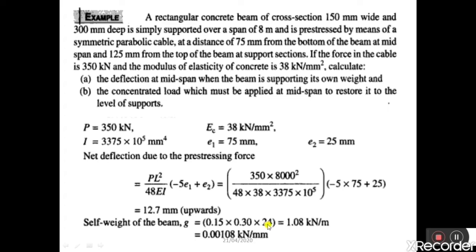So if density of a concrete is not given in the question, then we can assume density of concrete as 25 kilonewton per meter cube or 24 kilonewton per meter cube. So here we have considered the density of concrete as 24 kilonewton per meter cube. So area of a beam multiplied by density is equal to 1.08 kilonewton per meter. So this is the self weight of a PSC member. So in terms of kilonewton millimeter, this is equal to 0.00108 kilonewton per mm.